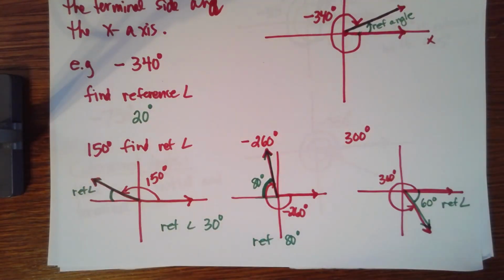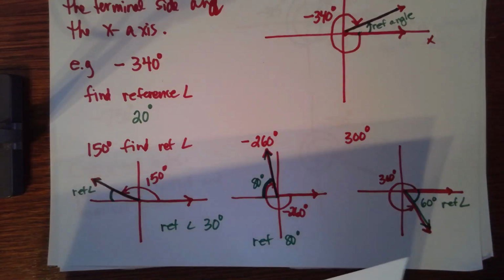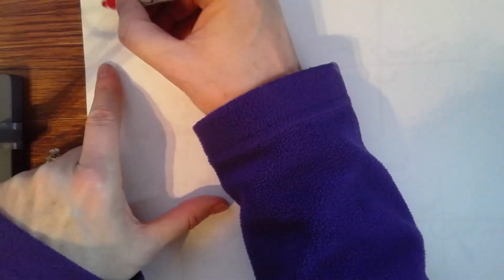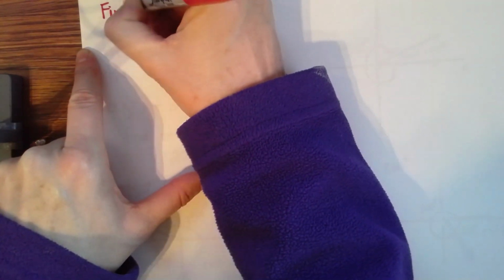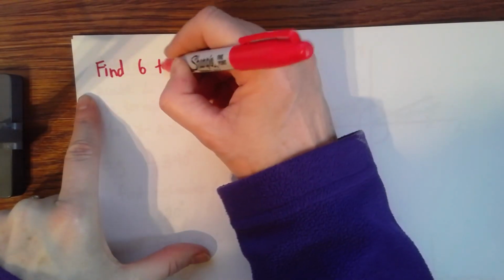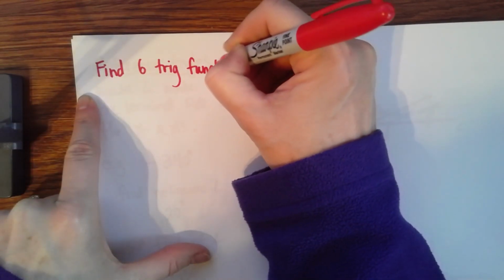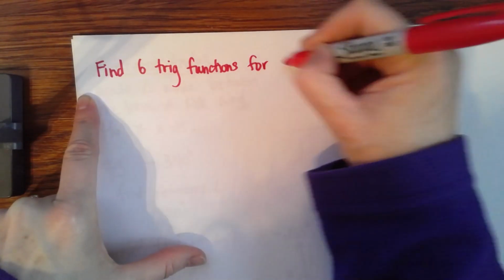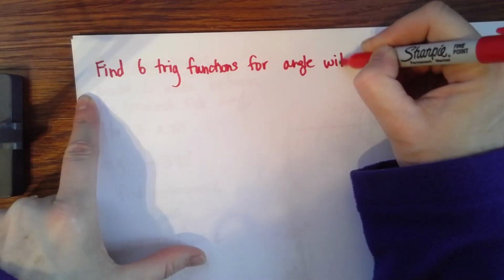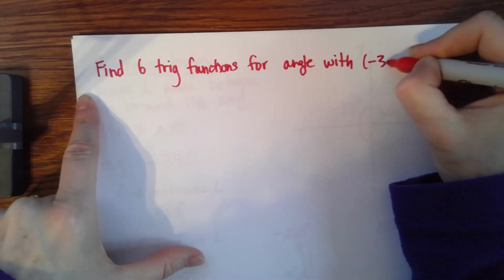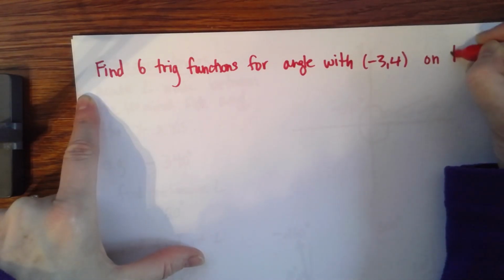Okay. So the last thing that we want to look at in this lesson is sometimes we want to find the sine, cosine, tangent, cotangent, cosecant, whatever, for various angles, and all we know is a point on the terminal side. So let's say we want to find the 6 trig functions for the angle with, let's say, the point -3, 4 on the terminal side.